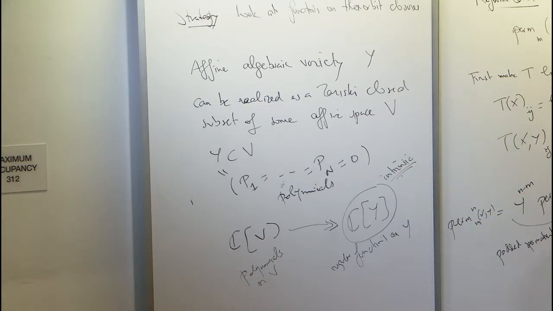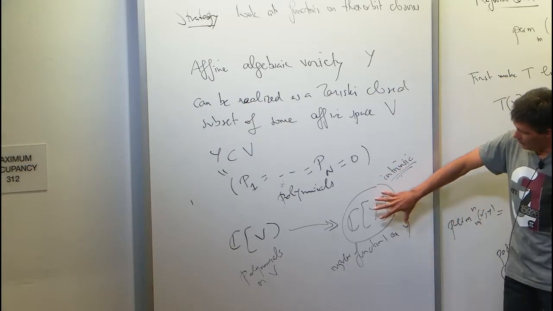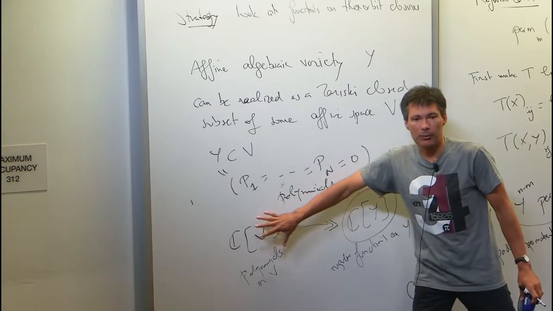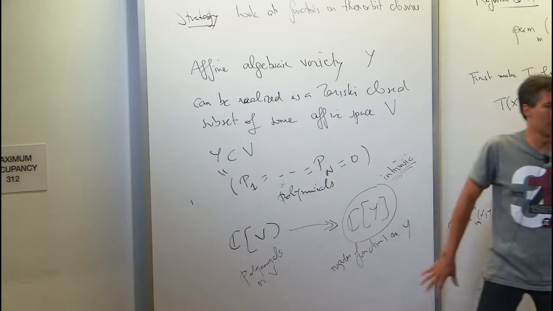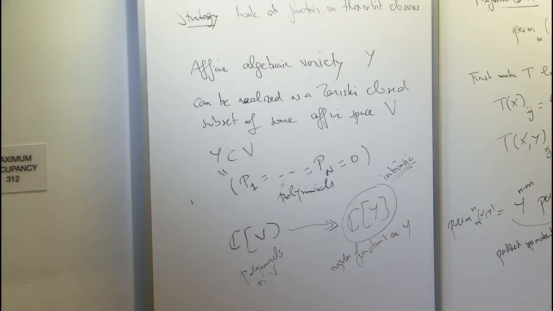Okay, so we have these regular functions on Y, which means that we can represent them as restrictions of polynomials in V. And if we have another embedding, we will have other ways to represent them as regular functions on another space.